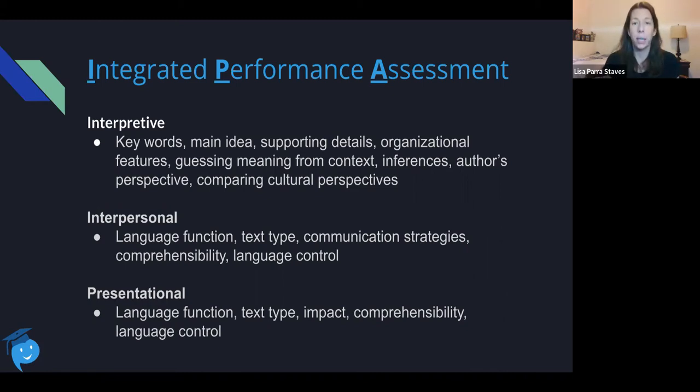Language function, text type, communication strategies, comprehensibility, and language control. And then presentation is, now that I've learned information, now that I've shared or talked about information with somebody else, bounced some ideas off of a partner perhaps, now I'm going to show you what I've learned. We can present information verbally. We can also present information in written form. And those rubric areas on an IPA are very similar to interpersonal, with the exception of impact, paying attention to your audience. Okay, Grant, next slide, please.